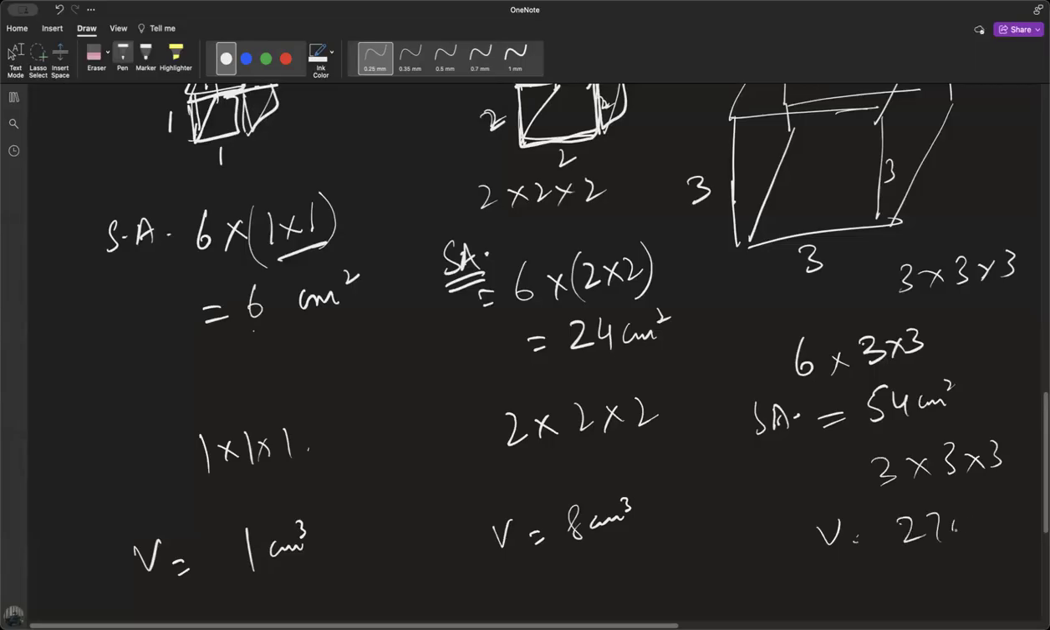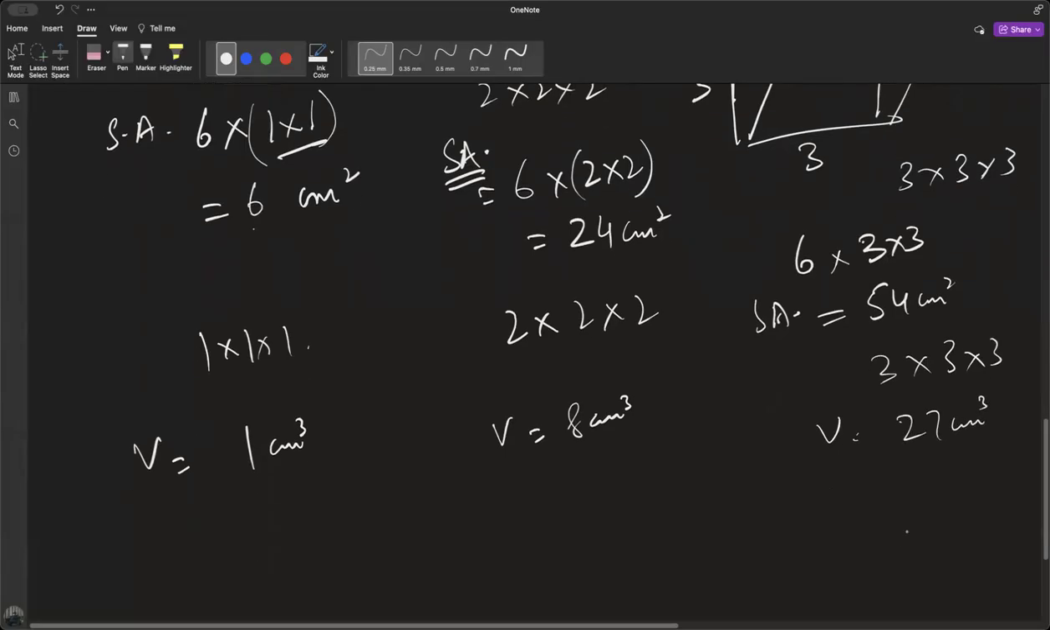27 centimeter cube. So the ratio that we are going to find for this is 54 surface area to volume ratio, which is 54 is to 27, you are going to get 2 is to 1, right? For this, we are going to get 24 is to 8, we are going to get 3 is to 1. And for this, 6 is to 1.